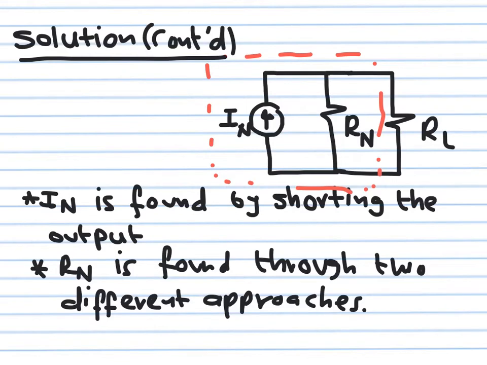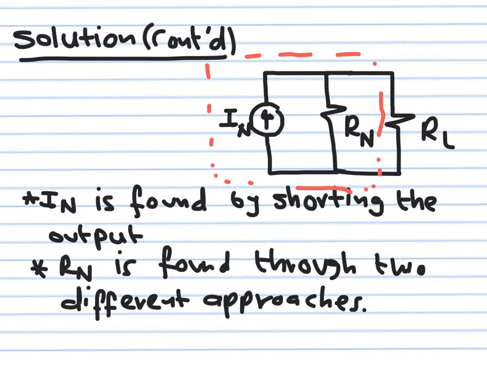To find I Norton, the book recommends, and the way you should do it, is to create a short circuit. Get rid of RL and create a short circuit, and the I short circuit will give us the current flowing. This current will be equal to I Norton, because once you short this part, you bypass the Norton resistance.